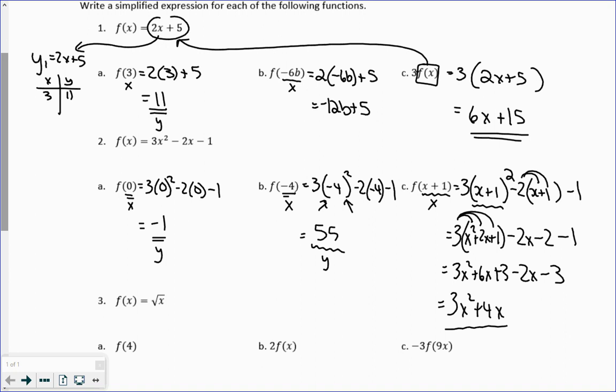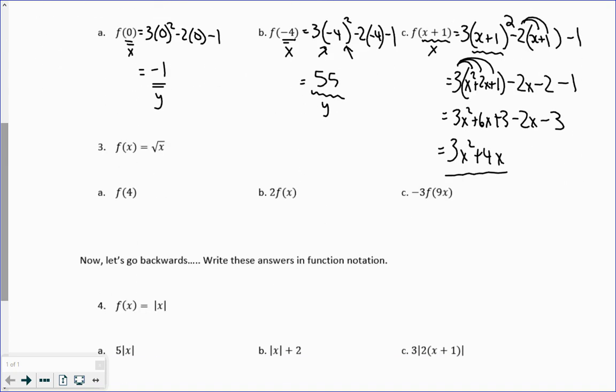Okay, let's do one more. What if our function is square root x? So again, plugging in 4. So now you have to be careful here. The square root of 4 is positive 2 and negative 2. Okay. 2 times f of x, this means 2 times root x, and that is as simplified as it gets.